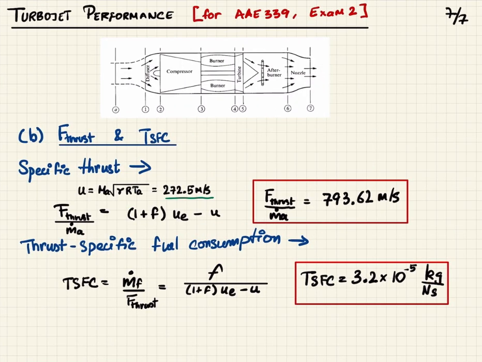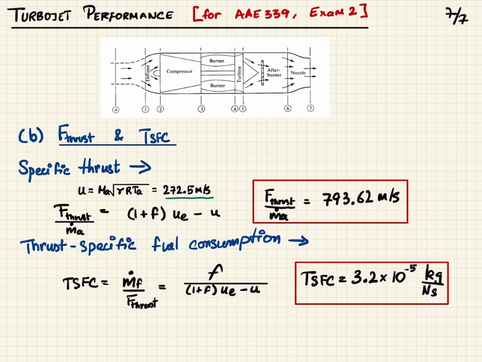At this point, we have all the information that we need to determine the specific thrust, as well as the thrust-specific fuel consumption of this engine. So to begin with, the specific thrust is basically equal to 1 plus the fuel-to-air ratio, the whole thing times the exhaust gas speed, and we're going to subtract the free stream airspeed from this. Since we're given our Mach number and we can determine the speed of sound, we determine this speed to be 272.5 meters per second. And plugging this number in here, we can calculate that our specific thrust is 793.62 meters per second.